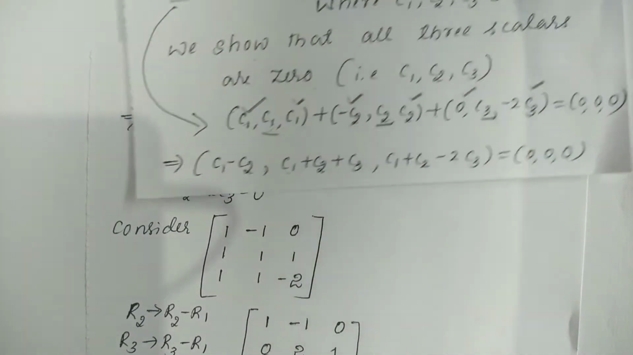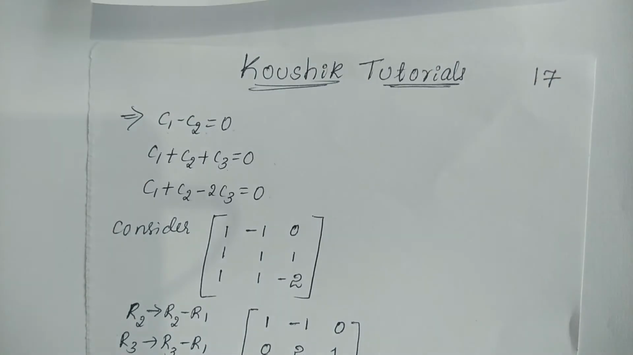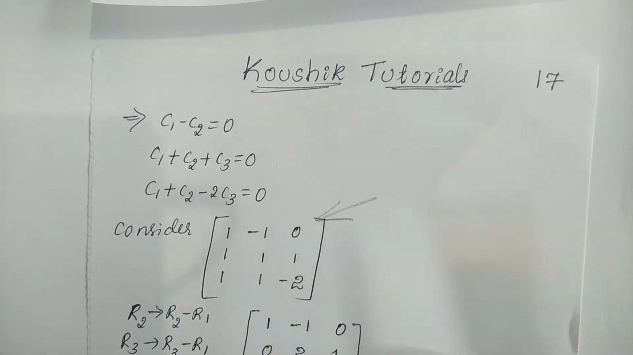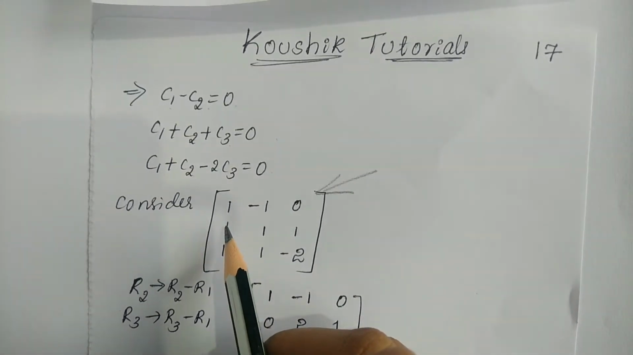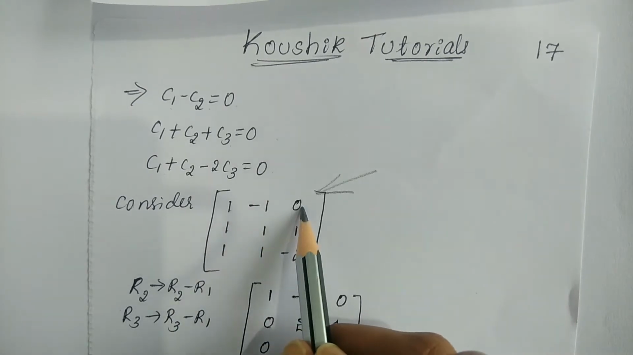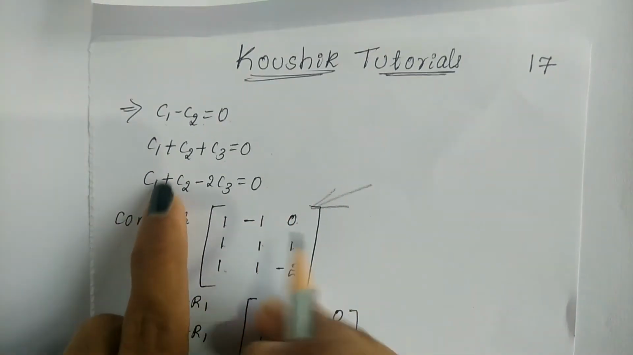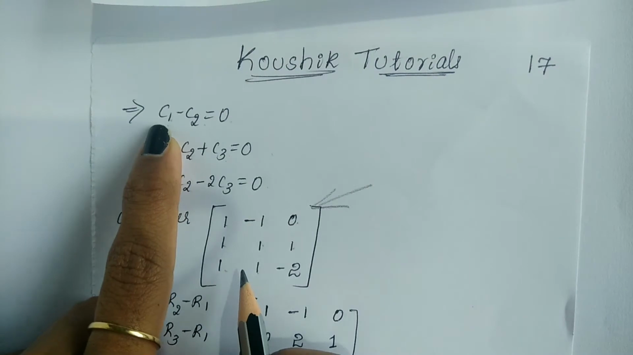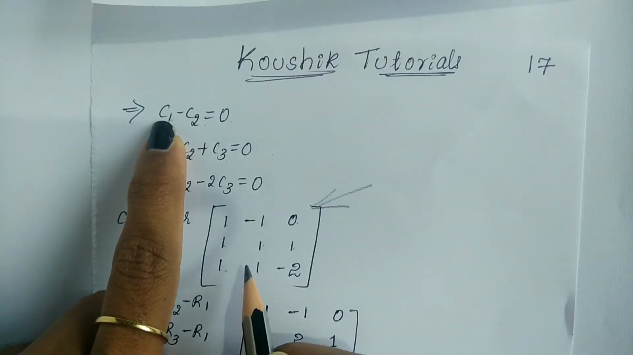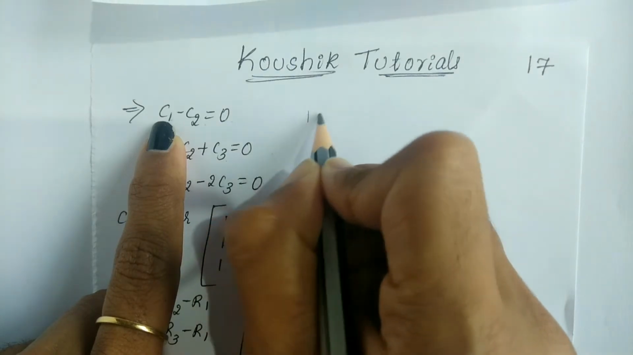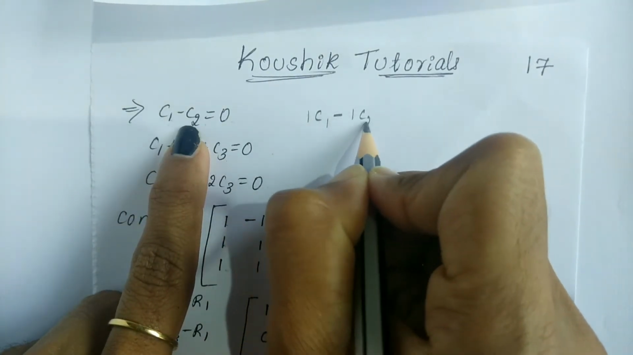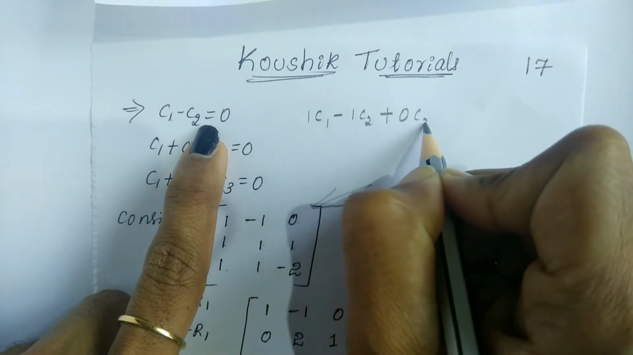Dear students, please do watch all the previous videos. I explained this method in the previous videos, so just watch those and you will understand clearly. Here I am considering the matrix method as before. The first row is 1, minus 1, 0. Where do I get this? The coefficient of C1 is 1, so C1 minus C2 can be written as 1 into C1 minus 1 into C2. C3 is absent, so 0 into C3.